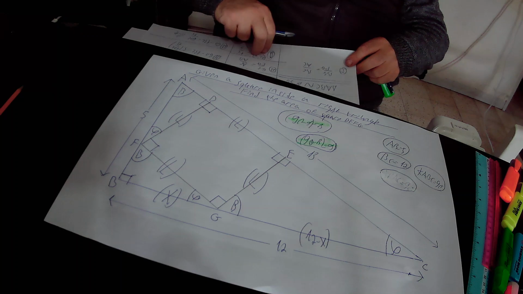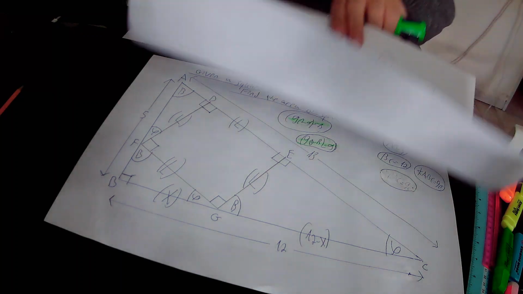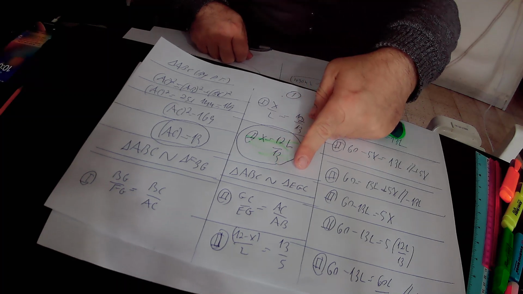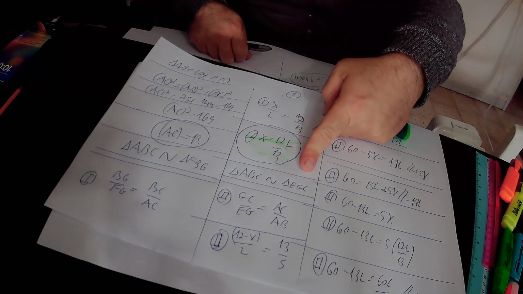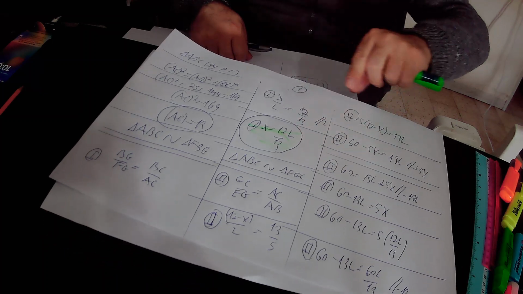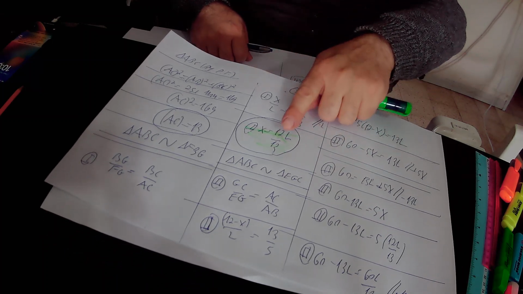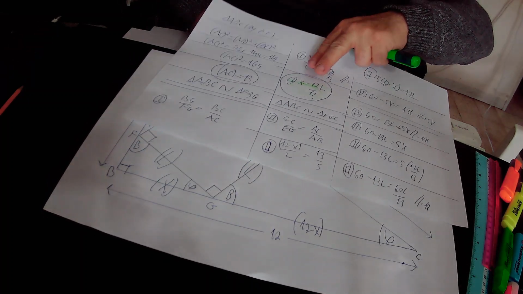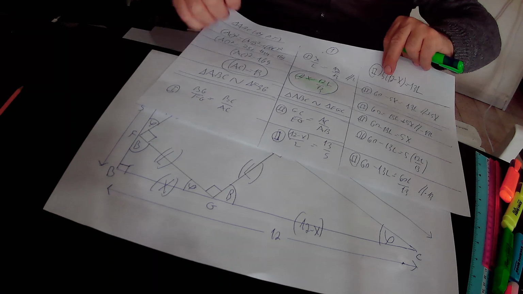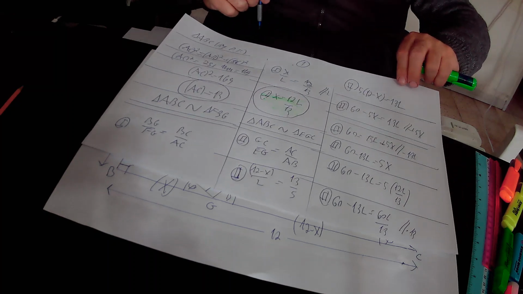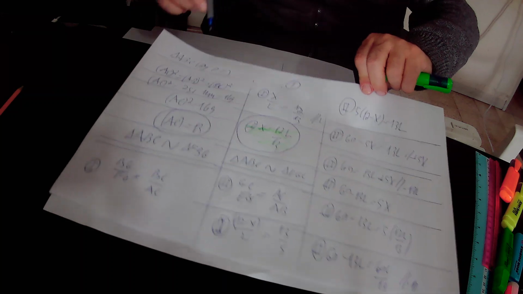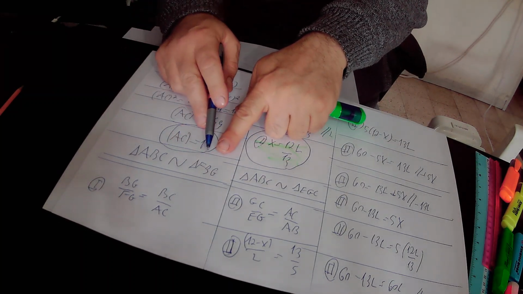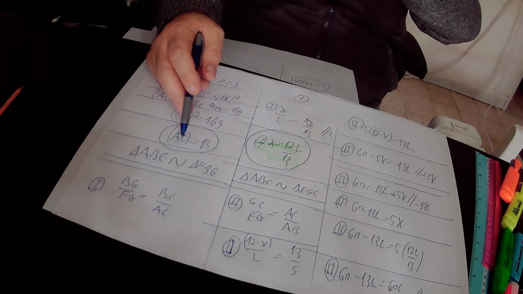Repeat again. The big right triangle ABC is similar to the small right triangle EGC. The big right triangle ABC is similar to the small right triangle FBG according to the angle similarity rule.